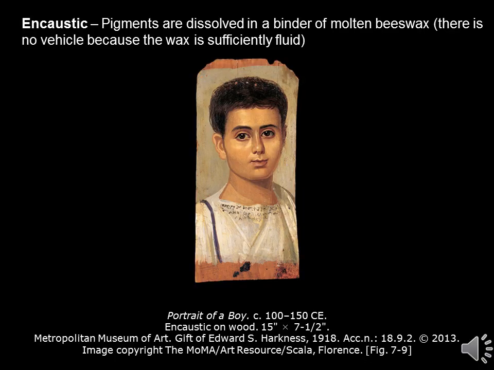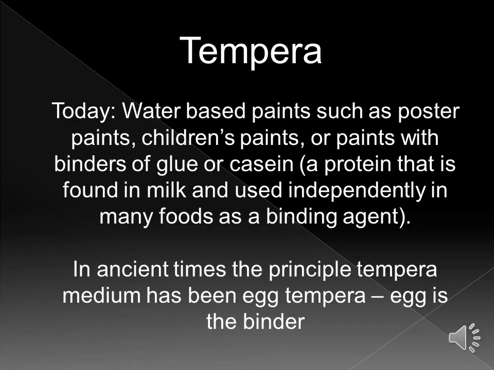Another painting technique that has its roots in ancient times is encaustic. Pigments are dissolved in a binder of molten beeswax. There's no vehicle because the wax is sufficiently fluid. Our next painting method is tempera paint.